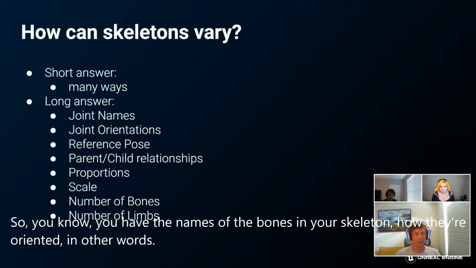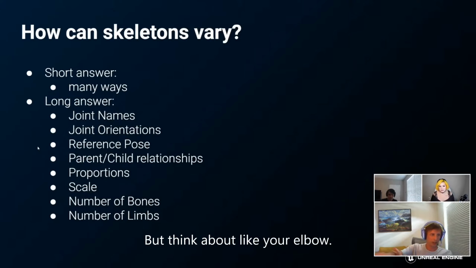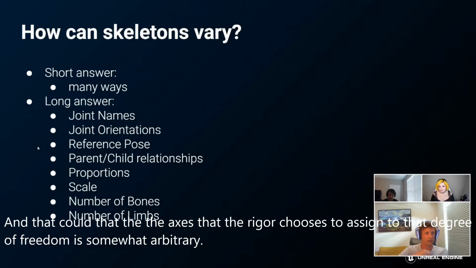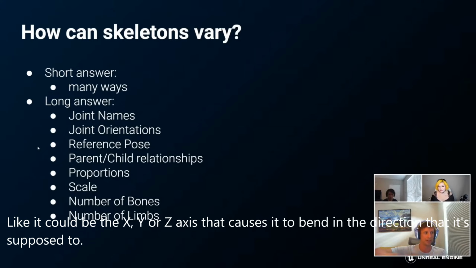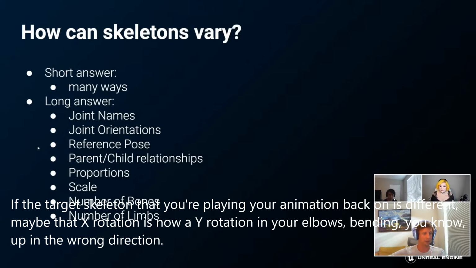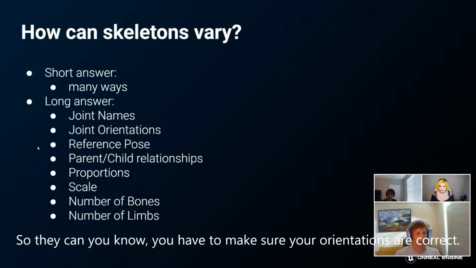So, you have the names of the bones in your skeleton, how they're oriented. In other words, this is something that kind of confuses people, but think about your elbow. Your elbow can only really bend in one degree of freedom, and the axis that the rigger chooses to assign to that degree of freedom is somewhat arbitrary. It could be the X, Y, or Z axis that causes it to bend in the direction that it's supposed to. If the target skeleton that you're playing your animation back on is different, maybe that X rotation is now a Y rotation and your elbow's bending up in the wrong direction. You're breaking elbows. So you have to make sure your orientations are correct.